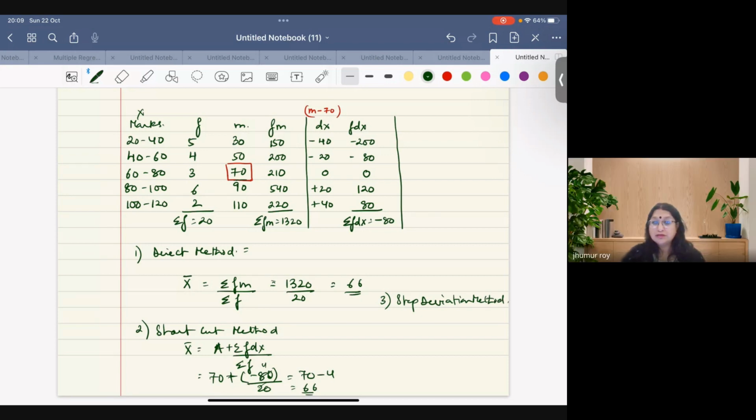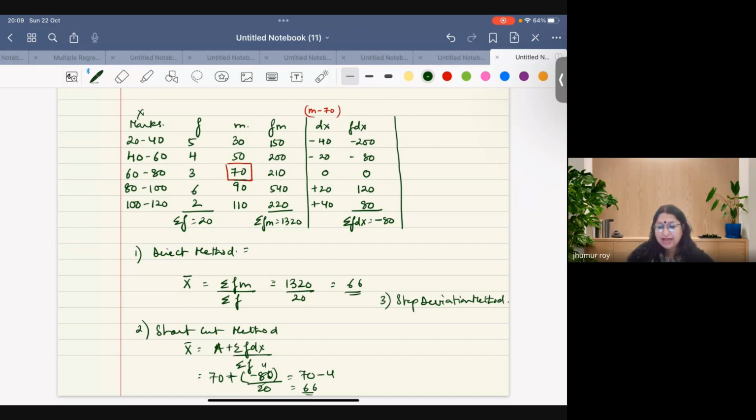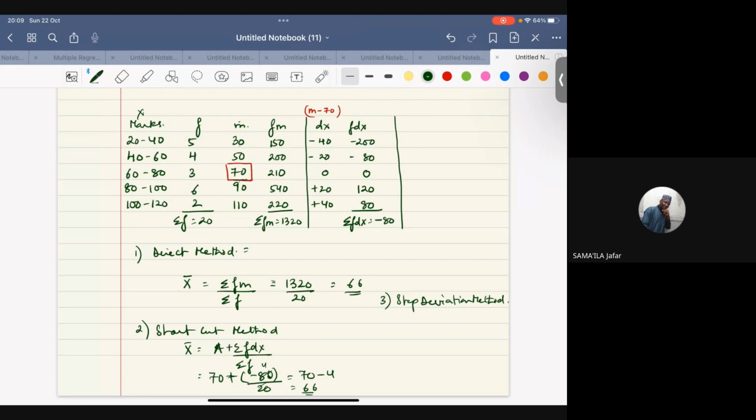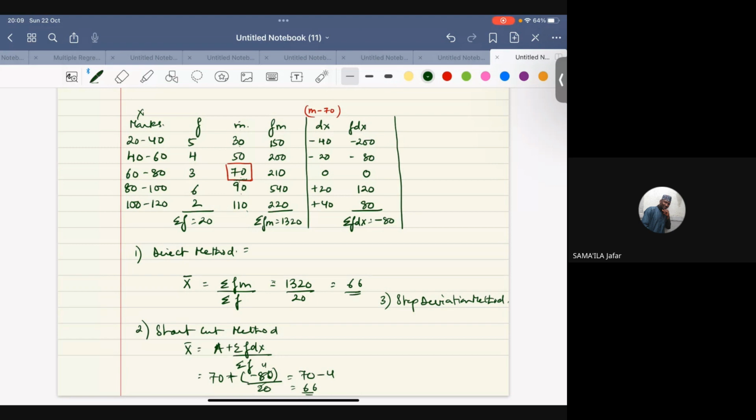I sent a message in the chat about the dx. How can I get it? Deviation I've written on top: mid value minus 70. This is mid value. So 30 minus 70, 50 minus 70, 70 minus 70, 90 minus 70, 110 minus 70. Okay.